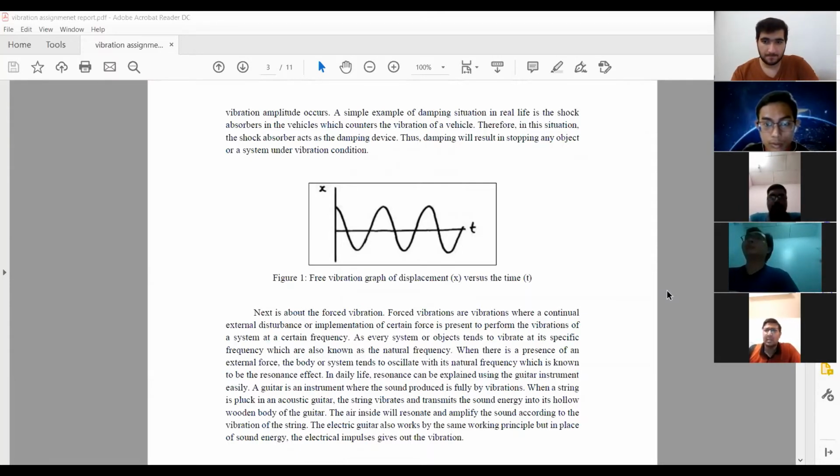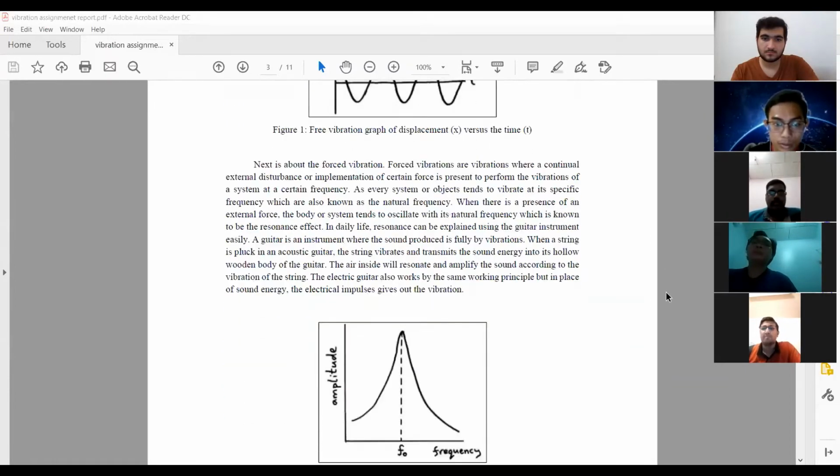And for a simple example of a damping situation, it is the shock absorber for any vehicle. The shock absorber is the damping device for particular vehicles. These are the basic examples that I can give for further explanation. So that's all for me.